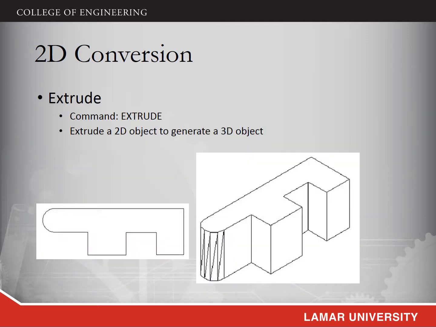The second two-dimensional conversion function we will learn is extrude. This function can help us extrude a two-dimensional object to generate a 3D object. In the example here, we can use the extrude command to extend this two-dimensional plane and generate this three-dimensional solid object. And the cross-section of this 3D object will be exactly the same as this two-dimensional plane. Also, you can extrude a two-dimensional object along the vertical direction, a predefined direction, or along a path. In the next slide, I'm going to show you how to use the extrude command.